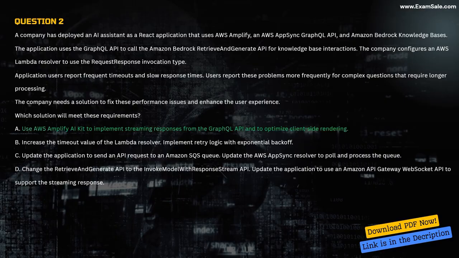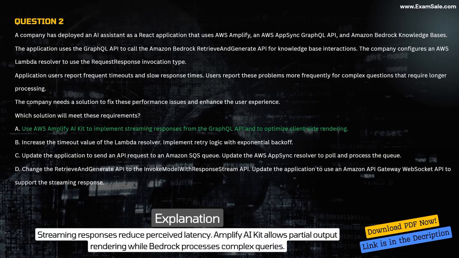Correct answer A. Use AWS Amplify AI Kit to implement streaming responses from the GraphQL API and to optimize client-side rendering. Explanation: Streaming responses reduce perceived latency. Amplify AI Kit allows partial output rendering while Bedrock processes complex queries.